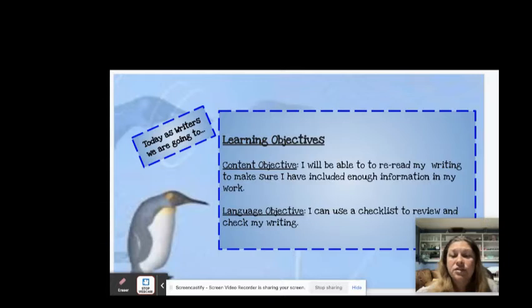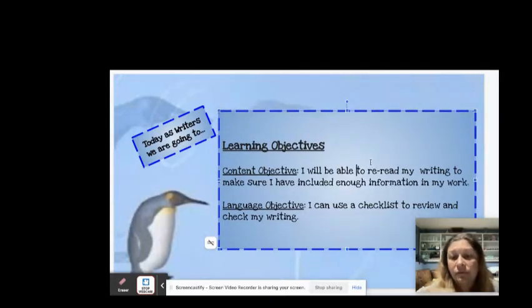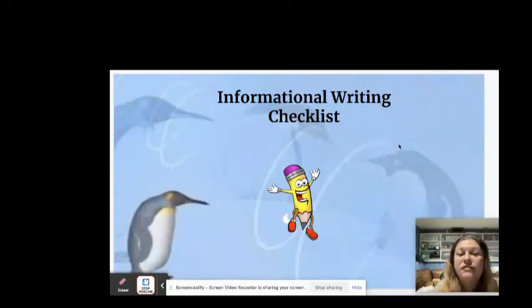And as I am reading this learning objective to you, I realized I have a word written twice, so we're going to fix that right now. All right, and it looks like I have an extra space here as well. Okay, so I can use a checklist to review and check my writing. And as you can see, I just checked my writing. Let's take a look at this checklist, an informational writing checklist.